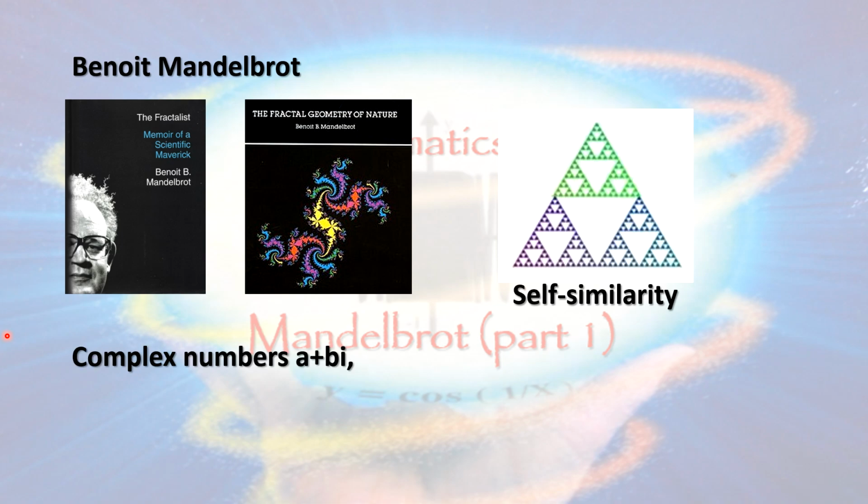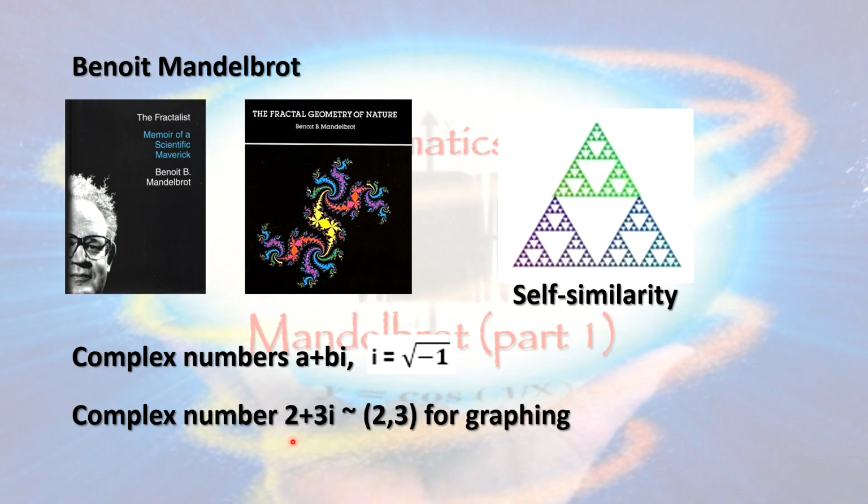These are numbers of the form a plus bi. a and b are regular, real numbers, and i is the square root of -1. So 2 plus 3i and 4 plus 5i are complex numbers. Graphically, we associate the complex number a plus bi with the two-dimensional point (a, b).